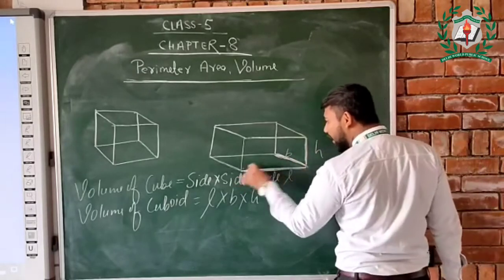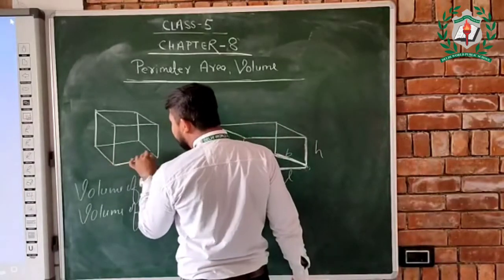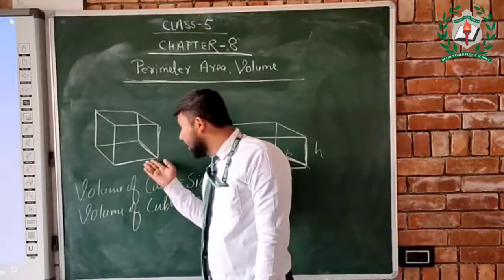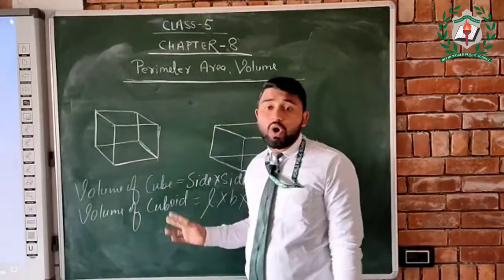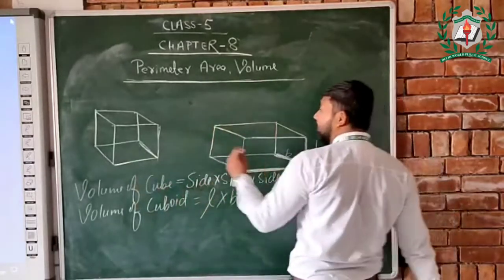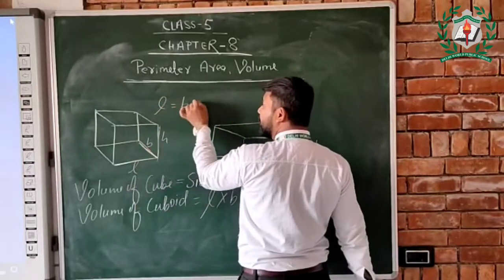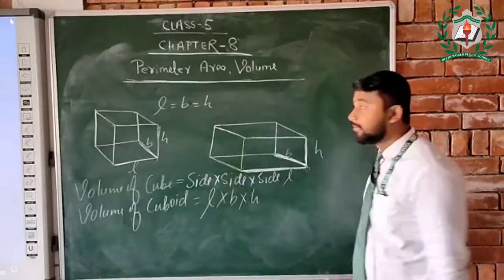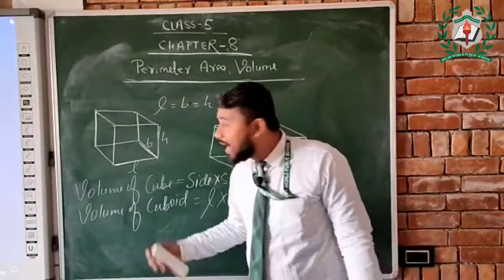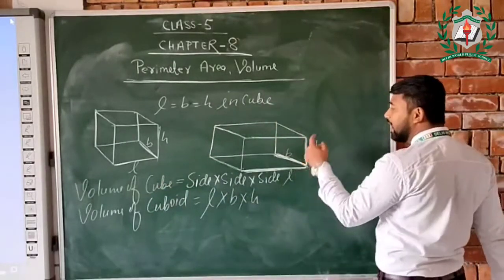ये आपका लेंथ हो गया, ये ब्रेथ हो गया, ये हाइट हो गया. इसमें कोई भी आप ले लो, तीनों आपको सेम मिलेंगे. Now if you take length, breadth and height, all the things are same in cube. That is why side into side into side means length, breadth, height, but length is equal to breadth is equal to height in cube. Cube में आपको length, breadth and height same मिलेगा. In cuboid there are length, breadth and height.